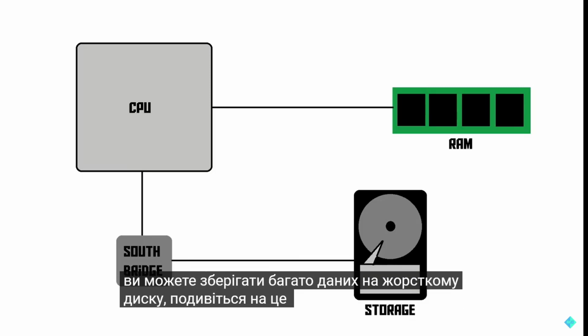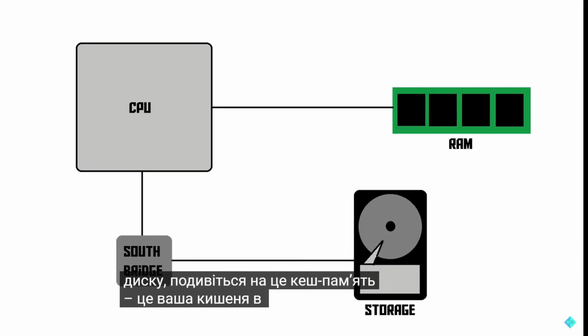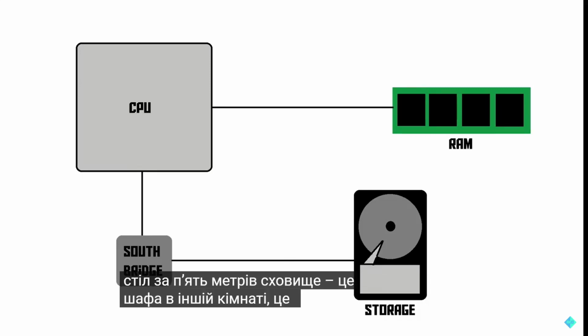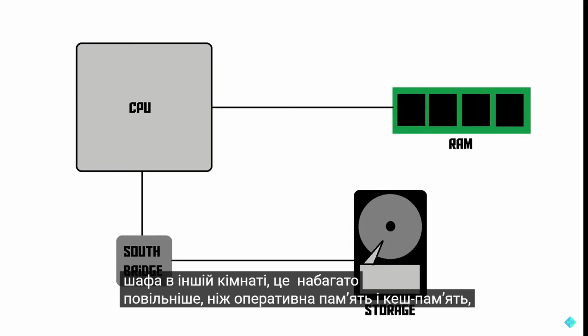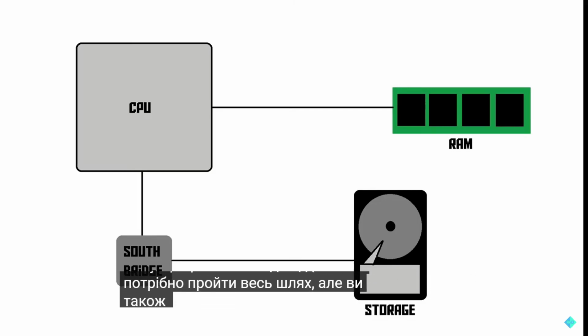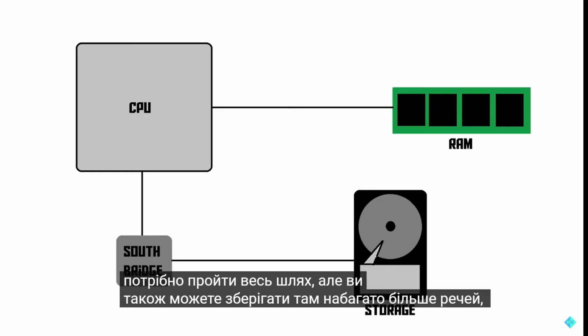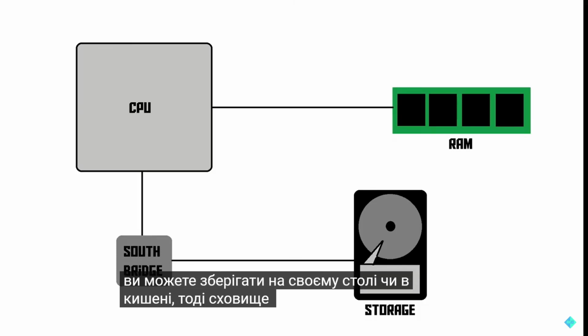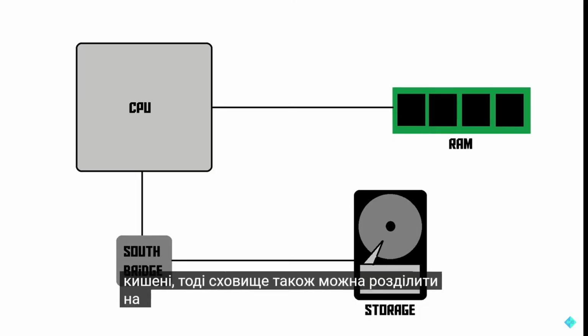See it like this. If the cache memory is your pocket and the RAM memory is the table 5 meters away, the storage is a closet in a different room. It's much slower than the RAM and the cache because it's much further away. You have to walk all the way to it. But you can also store far more stuff in there than you can store on your table or in your pocket. And storage can also be divided into 2 categories.